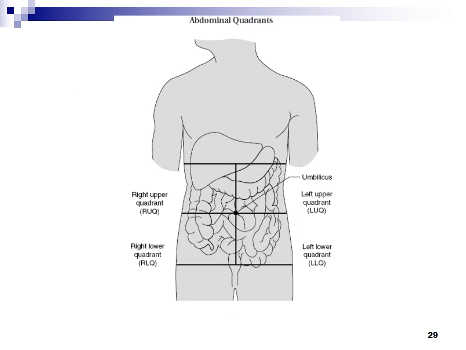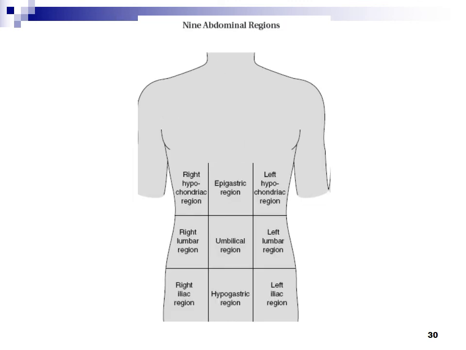So here's your quadrants: right upper quadrant, right lower, left upper, and left lower, and we just divide it into those 4 sections. We use this all the time when we're listening to bowel sounds after surgery. We want to make sure that bowel sounds are present and active in all 4 quadrants. And then when we look at these regions, here you've got the epigastric, umbilical, and hypogastric regions. And then on each right and left side, you've got a hypochondriac, lumbar, and iliac.